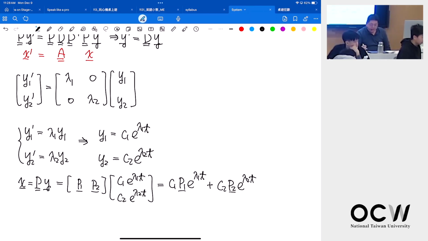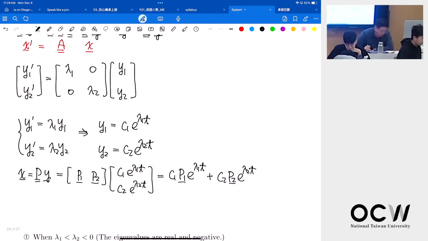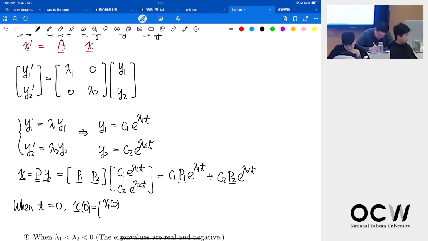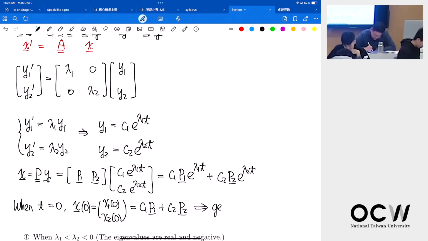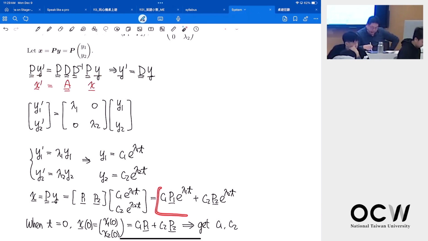How do we get the coefficients c1 and c2? When t is 0, we have our initial value, which is x1 of 0, x2 of 0. That is c1 p1 plus c2 p2. And then in this equation we can get c1 and c2. Now this is the equation, and I want to see the figure.